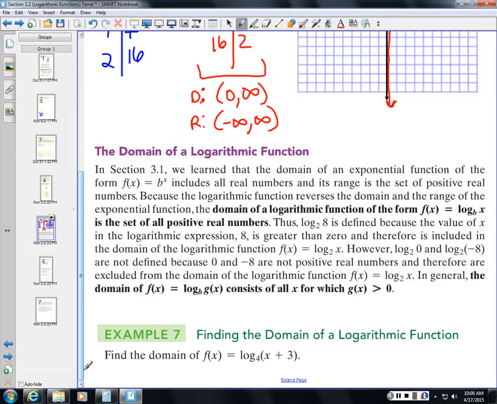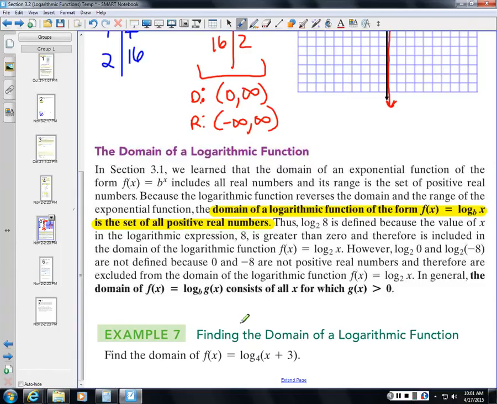So to understand that, first of all, if we understand the transformations, that will help us understand how the domain is going to move. We did that in section 3.1 when we graphed just the exponentials and their transformations. We looked at how the domain didn't change, but on that one the range did change. Now, it says here, with the log functions, it reverses the domain and the range of the exponential.